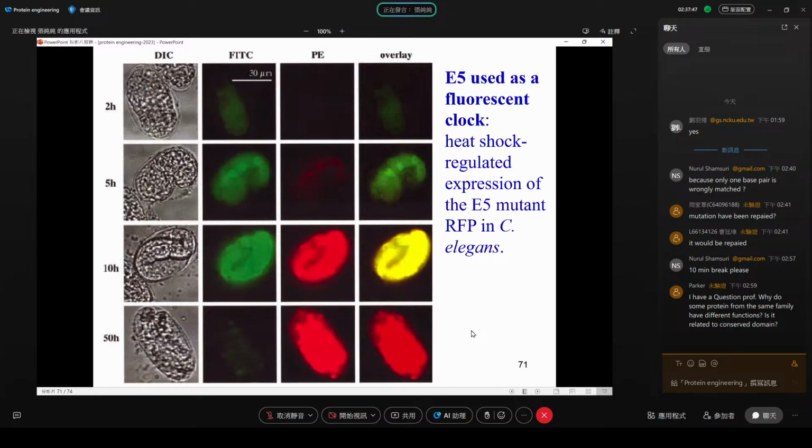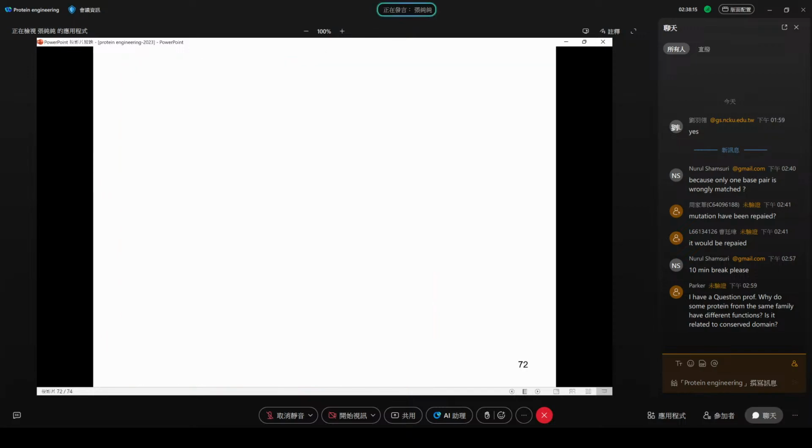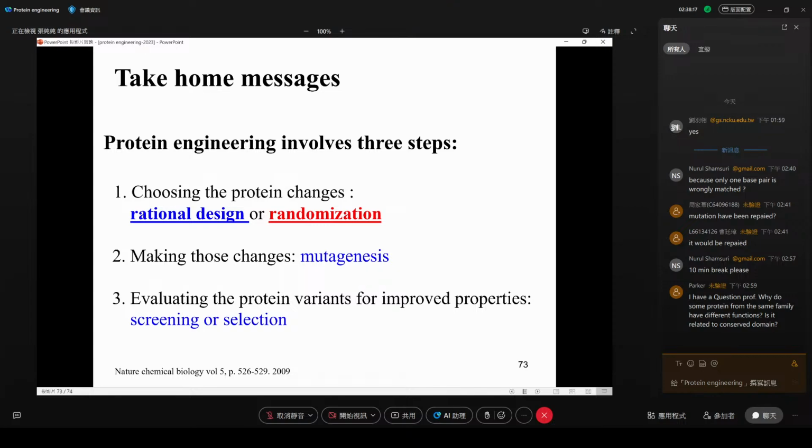So you can see from green to red, it takes about 48 hours. So if you take a specific protein, you can observe their transition during cell division. And you can even estimate how long this protein can survive for your biological experiment. Okay, I'm going to finish my lecture.